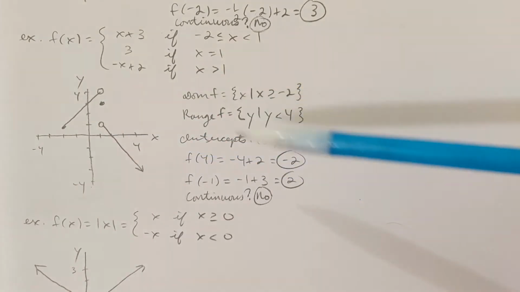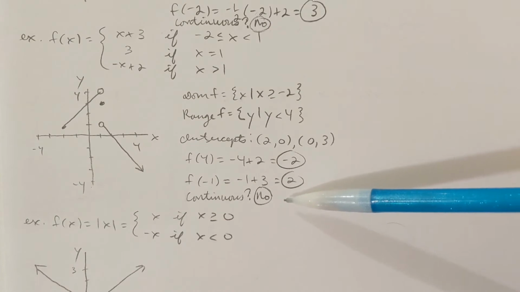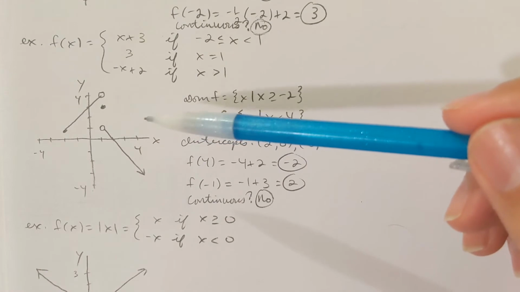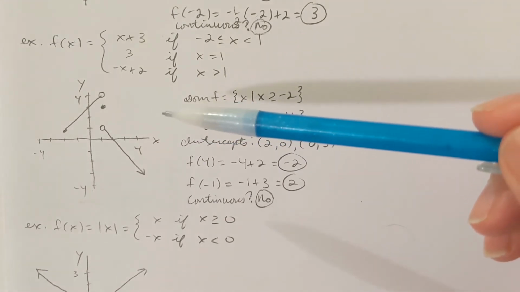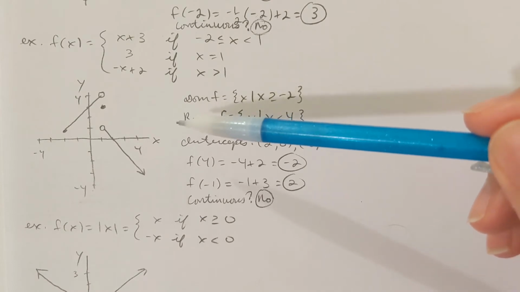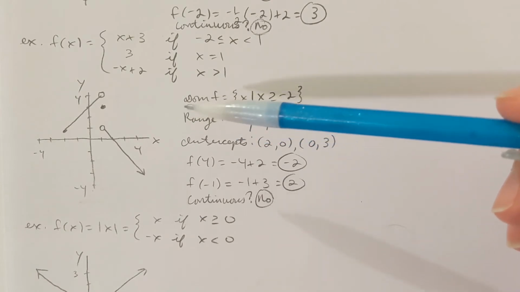Okay, so is it continuous? No. In other words, to completely graph the entire curve, you need to lift the pencil twice from the paper in order to draw the curve.